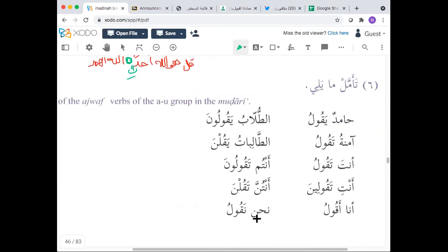This is interesting. This is the fi'l mudari' for al-mu'tal al-ain. So read them, please, and compare them to al-fi'l al-sahih. So this is homework to read number 6. To compare al-fi'l al-sahih, do it by yourself.